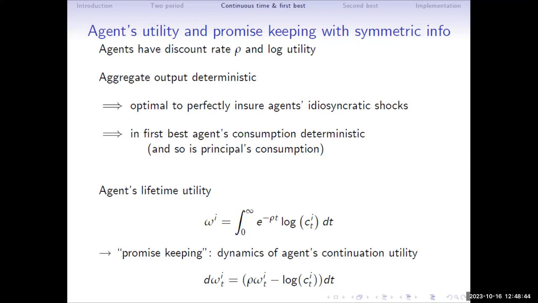So if you look at how this varies over a small interval of time, a small instant, then it gives you d of omega. Omega is my lifetime utility, and through time, as omega moves, d of omega is going to be equal to rho, which is my discount rate, times omega, minus log of c_i, which is my consumption, everything multiplied by dt. So you see, in the symmetric information case, we give full insurance to people, so consumption is deterministic and the evolution of that consumption is determined. And the evolution of their utility is also determined.